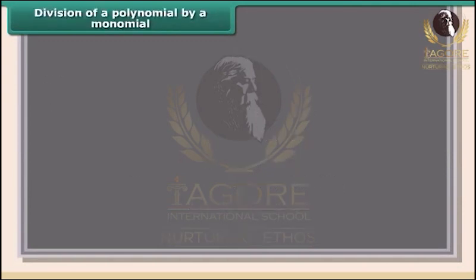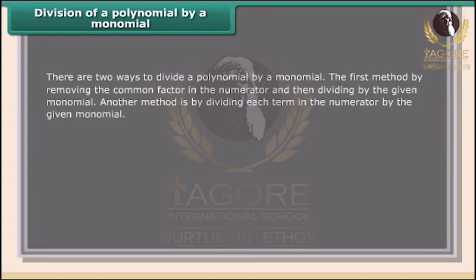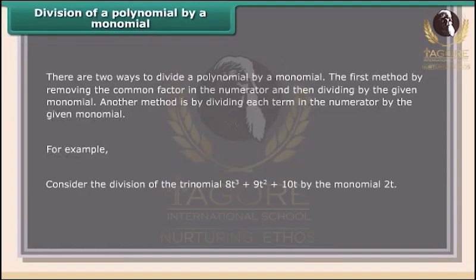Division of a polynomial by a monomial. There are two ways to divide a polynomial by a monomial. The first method is by removing the common factor in the numerator and then dividing by the given monomial. Another method is by dividing each term in the numerator by the given monomial. For example, consider the division of the trinomial 8t cube plus 9t square plus 10t by the monomial 2t.